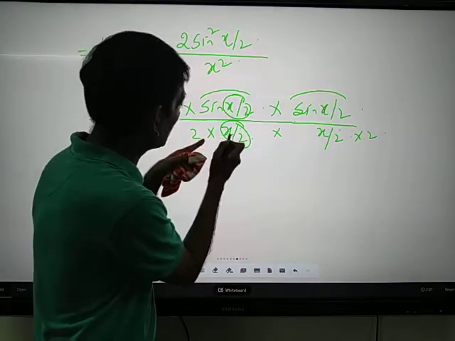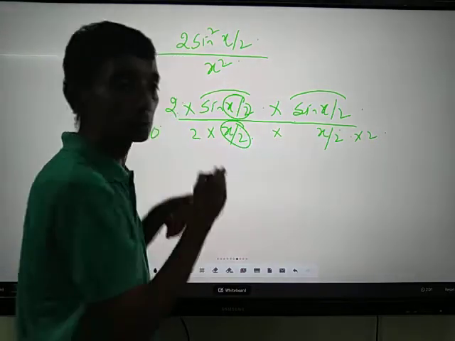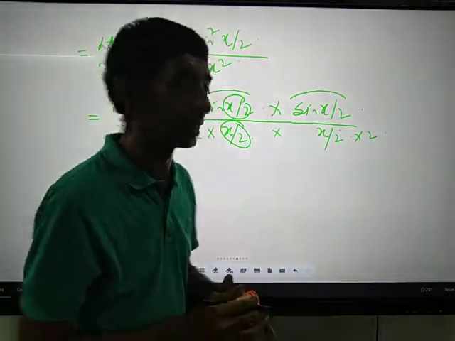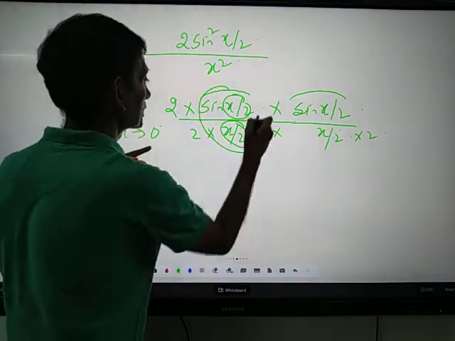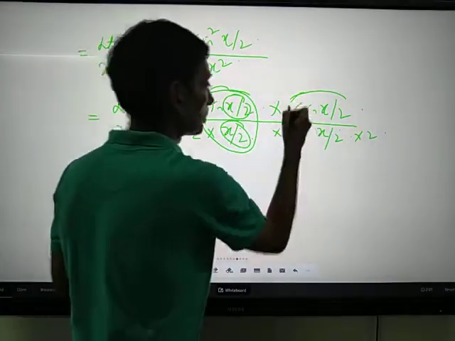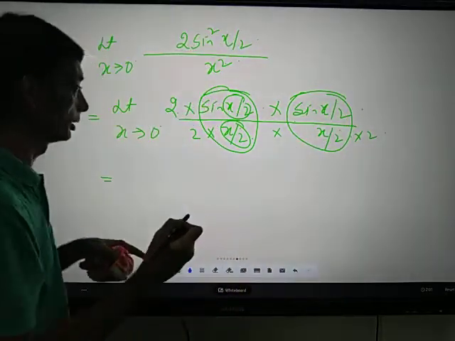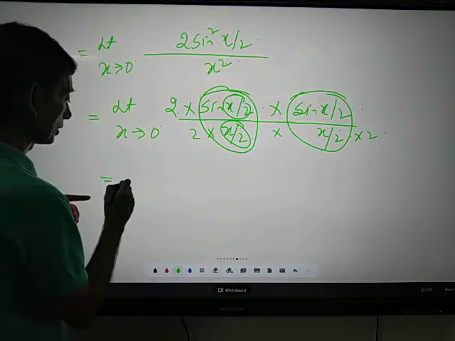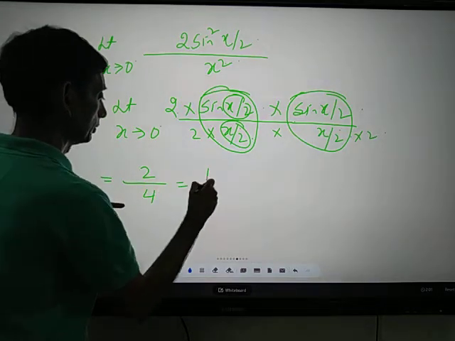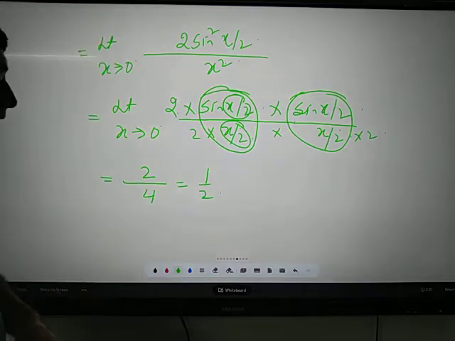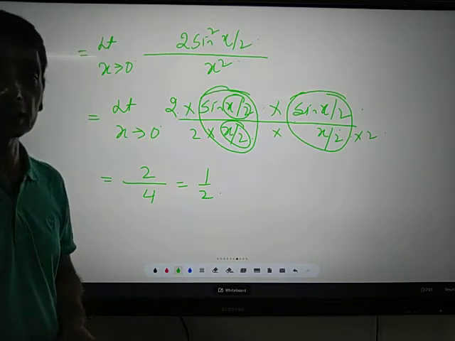So in case I manipulate x to x by 2, I need to multiply by 2, similarly it's done. Now we know limit x tends to 0, sine x by 2 by x by 2 is 1. So therefore, what is left out? It's 2 by 4, which is equal to half.